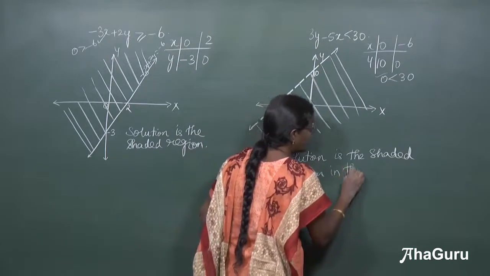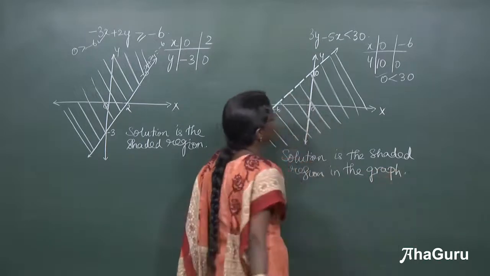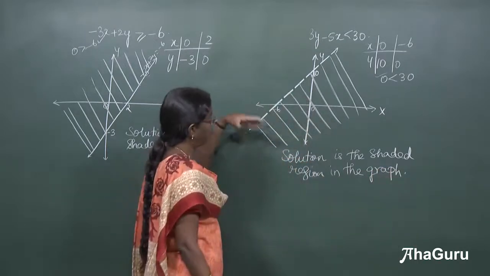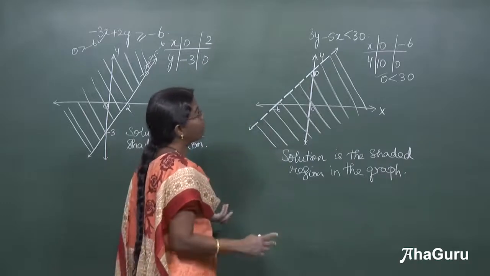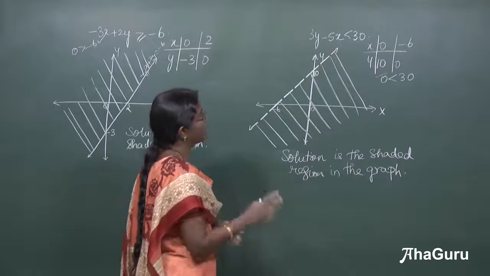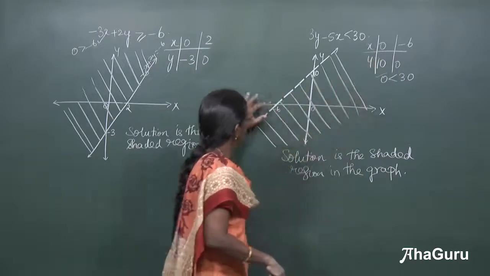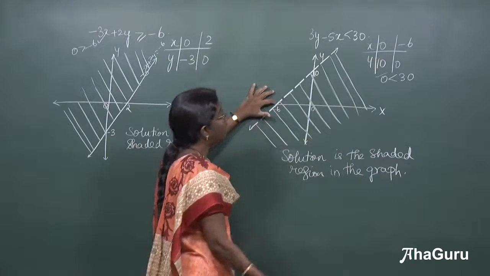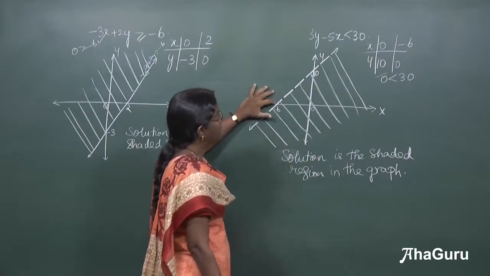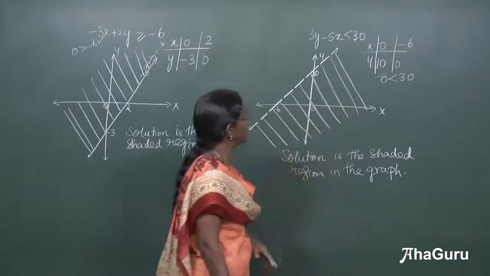The shaded region in the graph. To draw the straight line, you don't have to take 3 or 4 points and all. Just find out the points where it cuts the x-axis and y-axis, that's enough. When it cuts the x-axis, the y coordinate will be 0, use that, and similarly it will be the other way around for the y-axis.